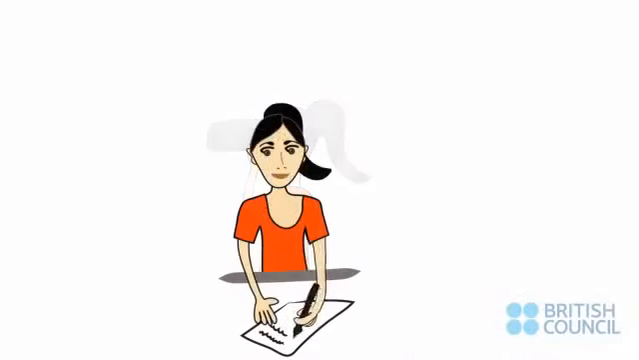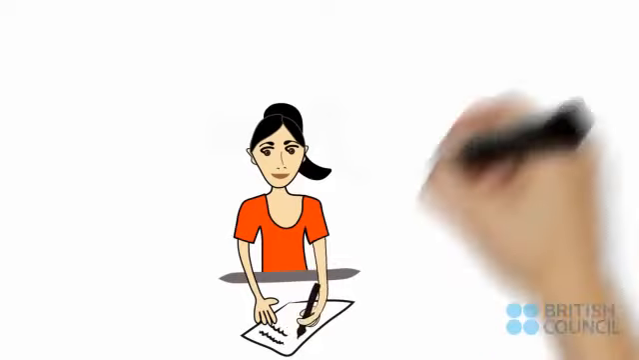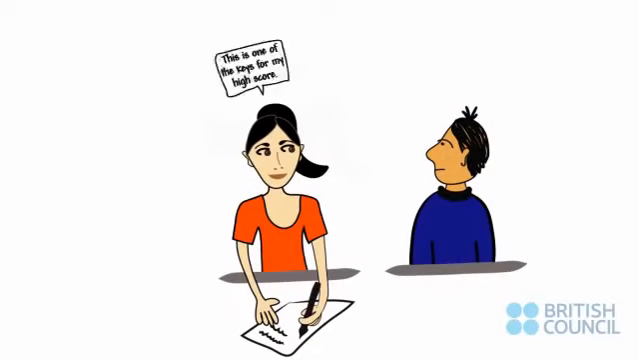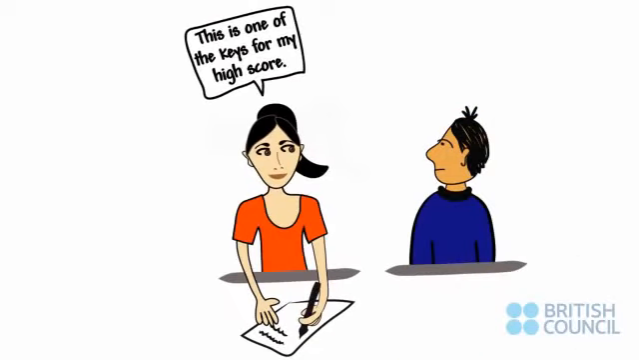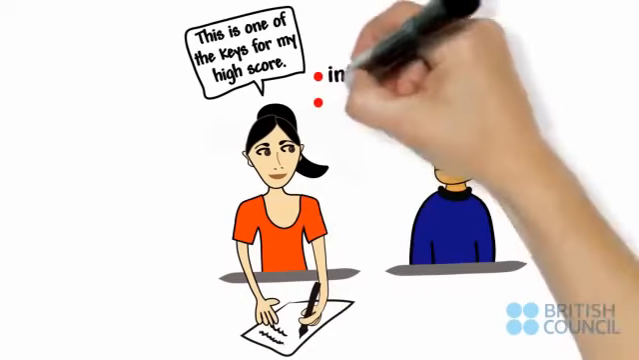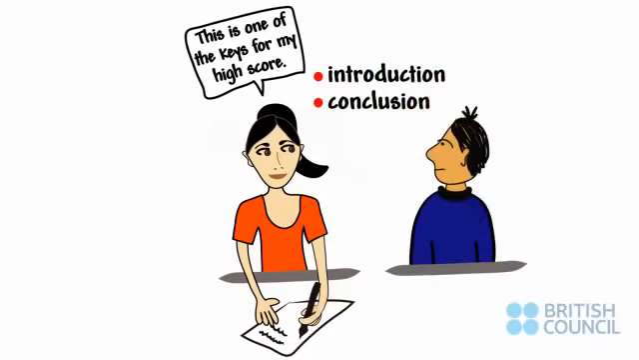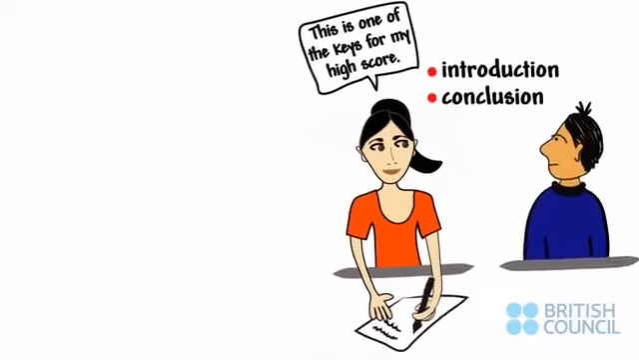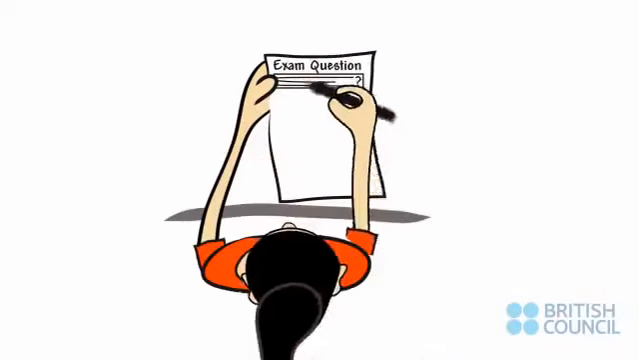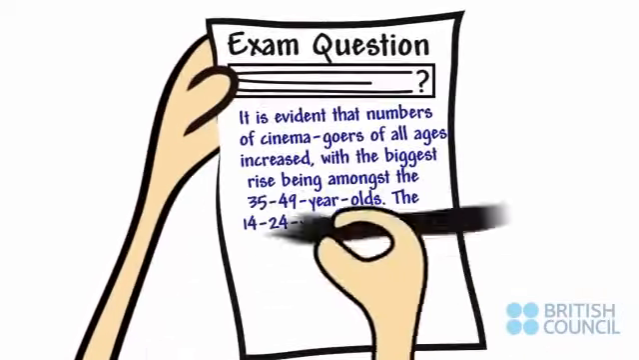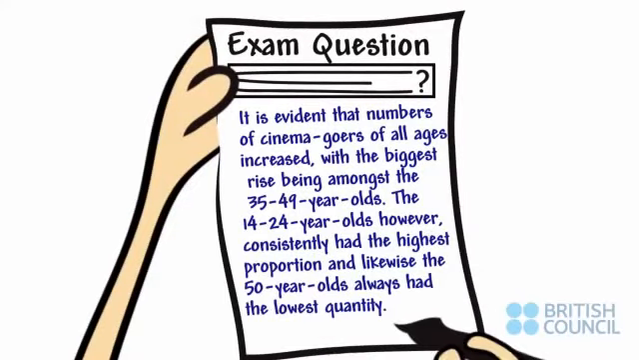She writes an overview of the information presented, telling Yo Ching that this is one of the keys for her high score. This can be included in either the introduction or conclusion, and will usually be a couple of sentences. After noticing points to be highlighted, she thinks about how she would describe them.